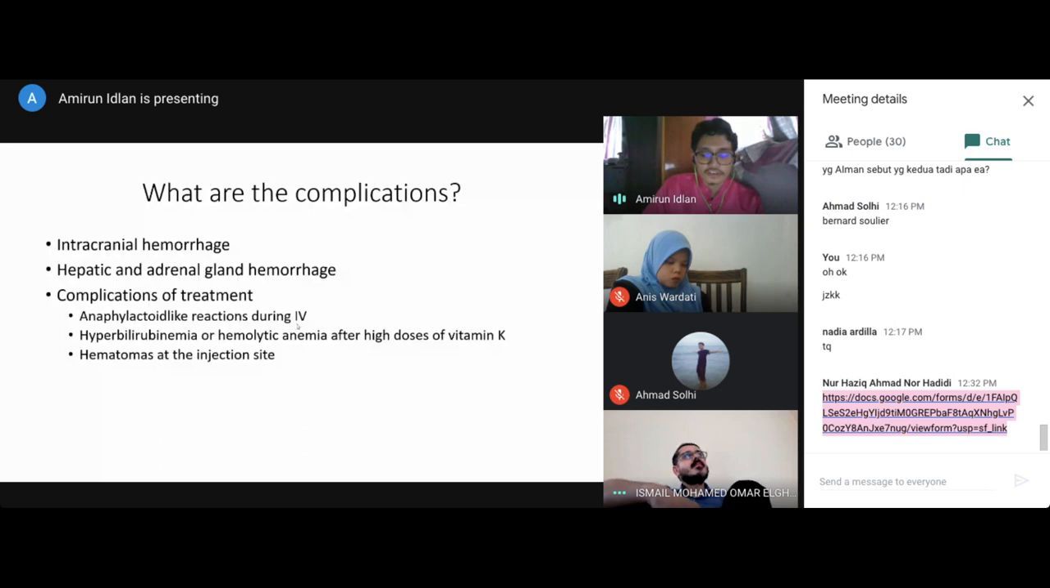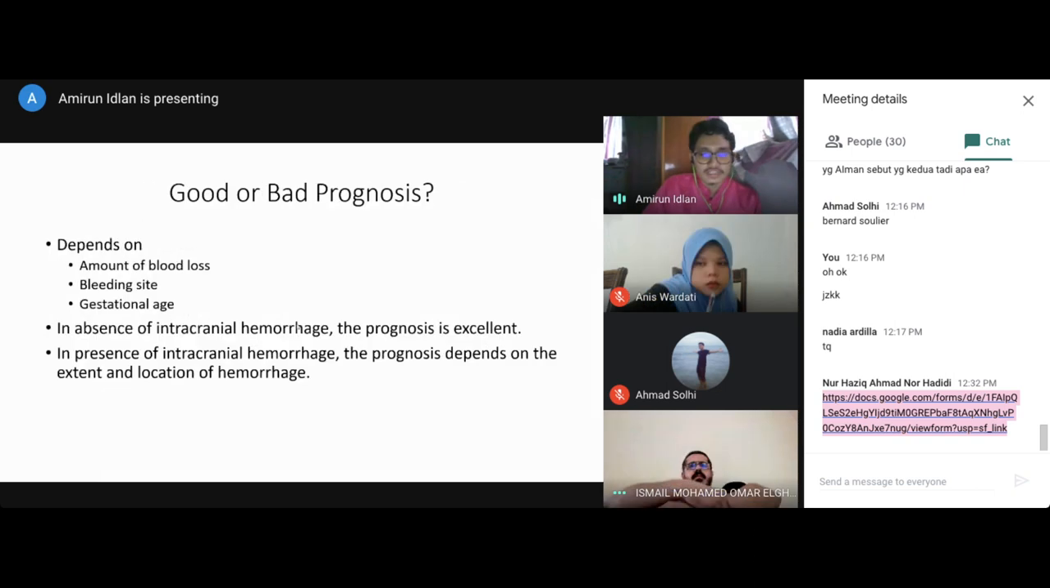So, the prognosis for vitamin K deficiency bleeding depends on the amount of blood loss, bleeding site, and also gestational age. In the absence of intracranial hemorrhage, the prognosis is good, excellent. But in the presence of intracranial hemorrhage, the prognosis depends on the extent and location of hemorrhage. So, in intracranial hemorrhage, we must be aware of any motor or neurological deficit later on. And also in intracranial hemorrhage, the mortality rate increases.